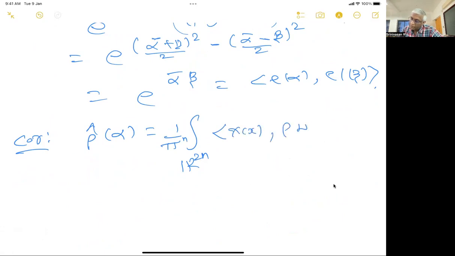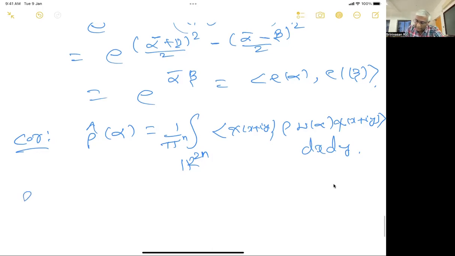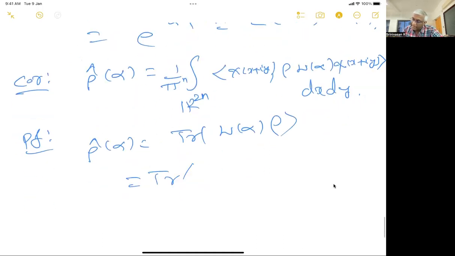x, rho, W of alpha, K of x. Why is this true? The proof is clear. Rho hat of alpha is equal to trace of W of alpha rho. Now instead of identity, I insert that integral.